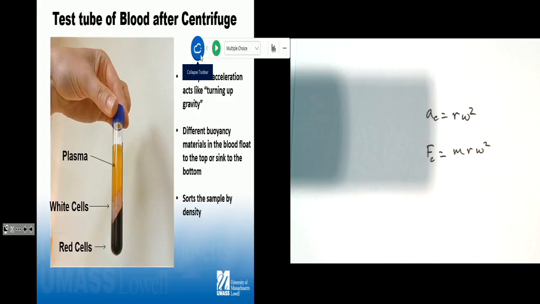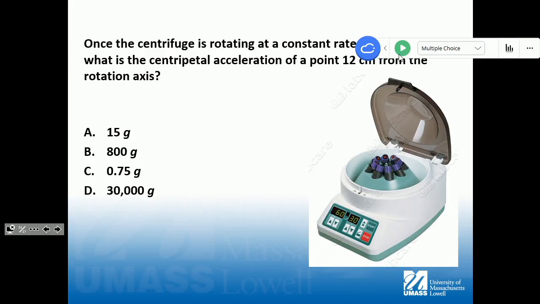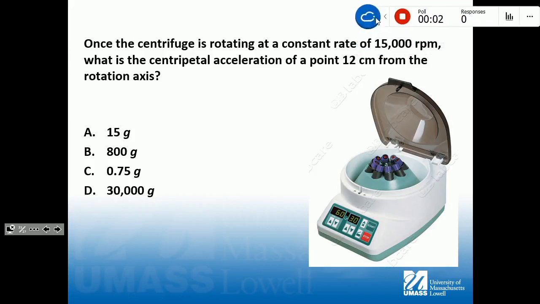Let's do a quick question on centrifuges. Okay, this is a bit of math. You're not going to do this in your head. I should see pens and pencils, or pens and paper. What is my first step? Convert that 15,000 RPM, which stands for revolutions per minute, to radians per second.